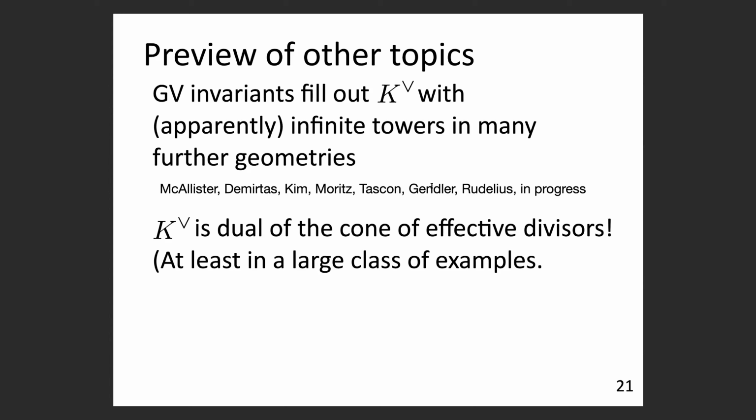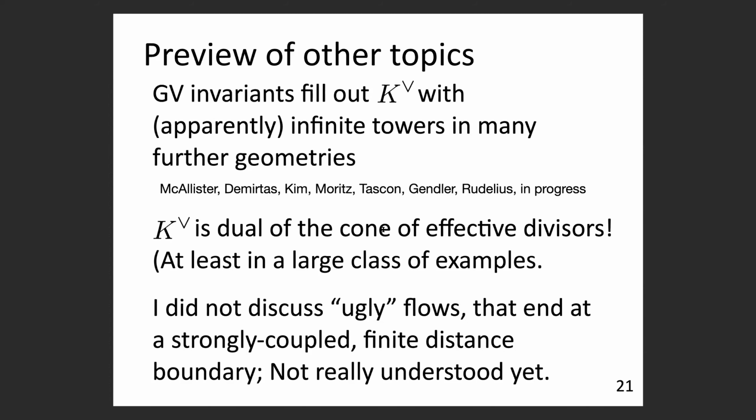Also, there's an interesting fact, which is, again, at least in a large class of examples, K-check turns out to be dual to the cone of effective divisors. And this is one way that you can, in fact, compute what the effective cone is, by computing K-check. So that's kind of an interesting side effect of this analysis. I didn't have time to explain why this is true, but we could talk about it.